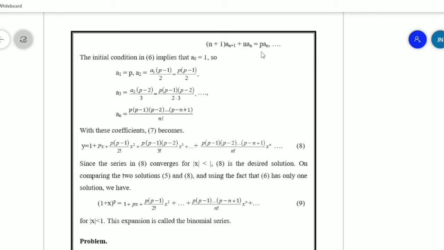You can compare the coefficient terms. You can see that a1 = p, a2 = a1(p - 1)/2, and again since a1 = p, a2 will be p(p - 1)/2, a3 will be p(p - 1)(p - 2)/3!, etc. So when we apply all these terms in the solution, you will get 1 + px + p(p - 1)/2! x^2 + etc.